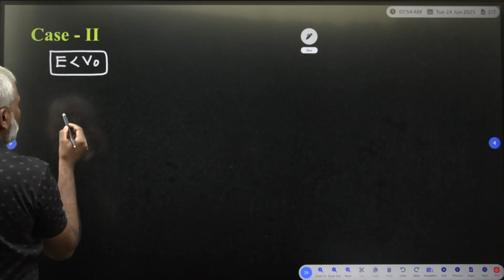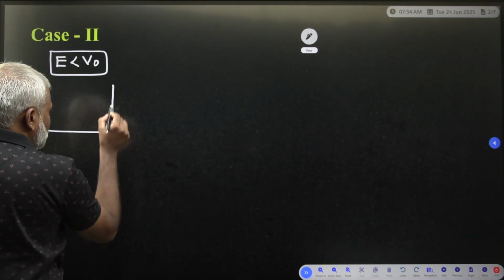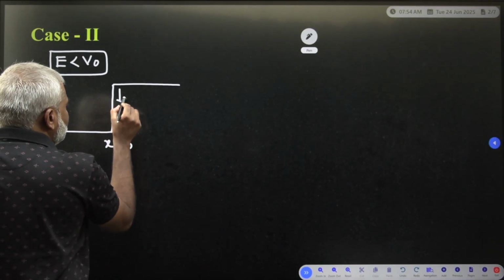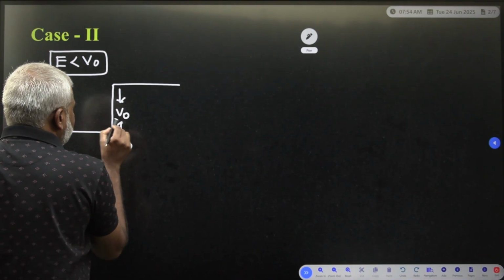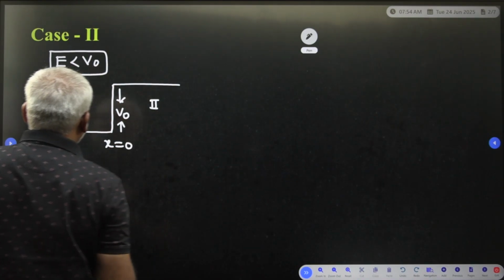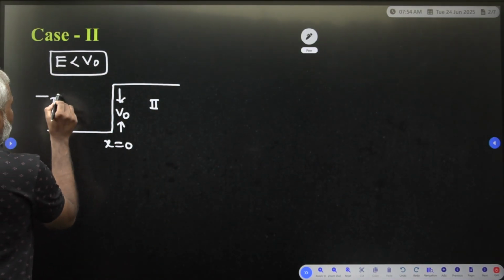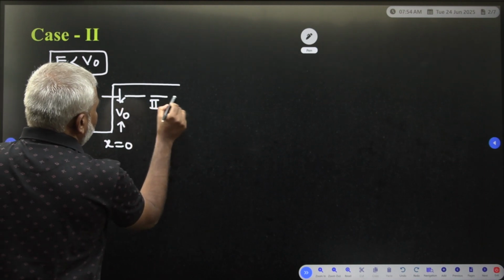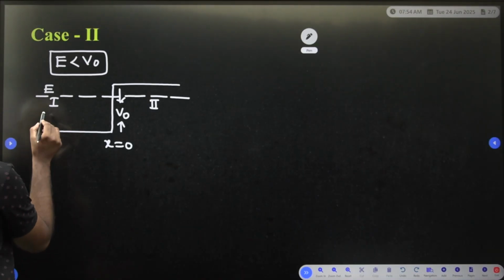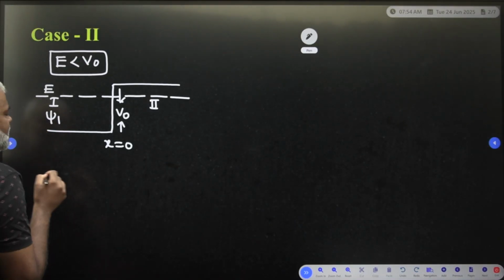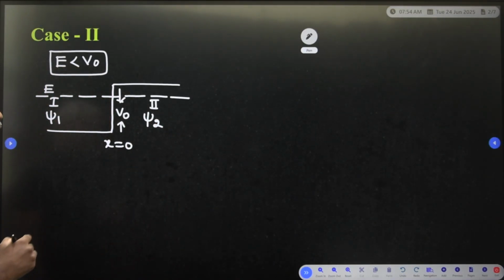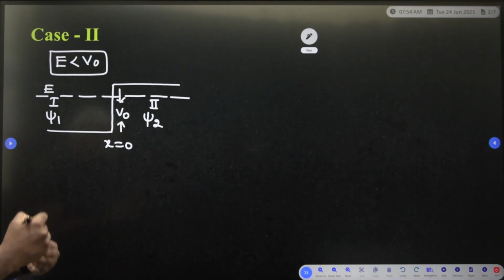Now, what is our diagram? Our diagram is this potential step. At x equal to 0 is the boundary condition. The height of the barrier is V naught. This region you have to take as region 1, and this region as region 2. The energy of the incident particle is E, which is less than V naught. In region 1 the wave function is psi 1, and in region 2 the wave function is psi 2. This is the diagram I have drawn.